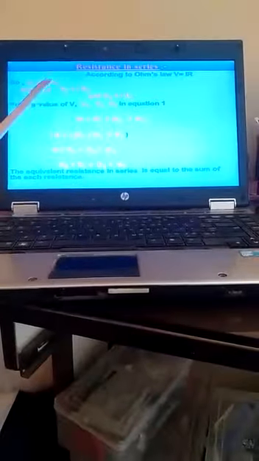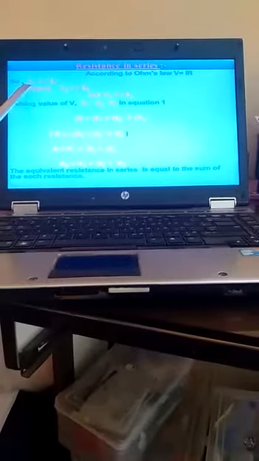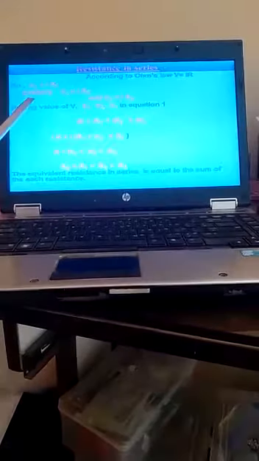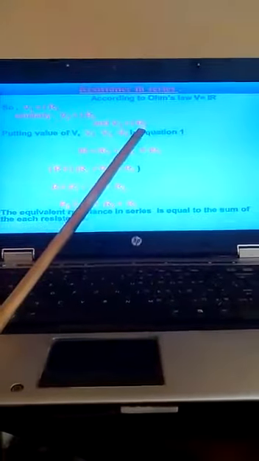Now, according to Ohm's law, V is equal to IR. For the first voltage, V1 is equal to IR1. See, here I had written V1, but I have written I because I is the same. R1 is the first resistance. Similarly, V2 is equal to IR2. V3 is equal to IR3.